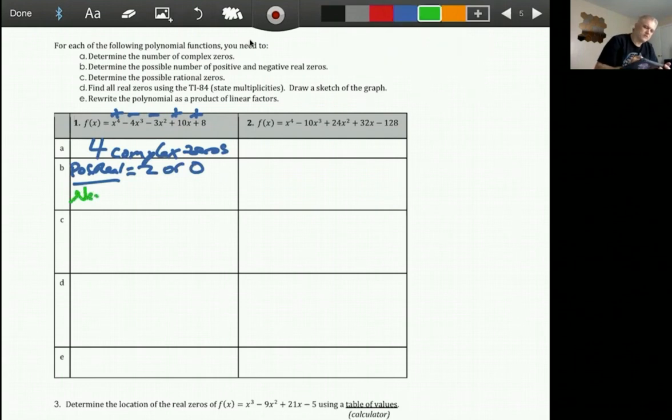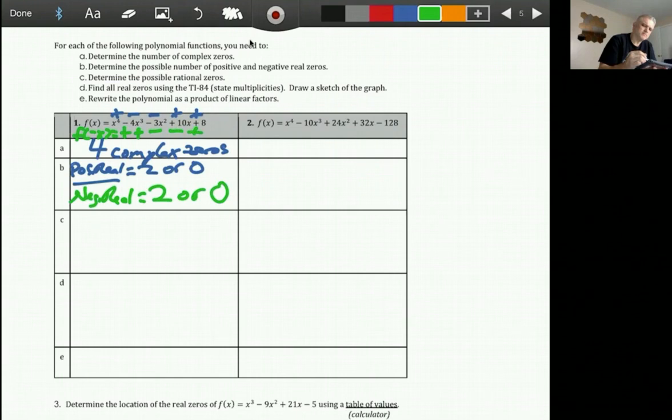For negative real zeros, let's think about f of negative x. That means that x to the third and x to the first are going to change signs. So x to the fourth does not, x to the third does. X squared does not, x to the first does. And then the 8's always going to be 8. Okay, I see 2 sign changes again. So that means there will be 2 or 0 real zeros to the left of the origin.